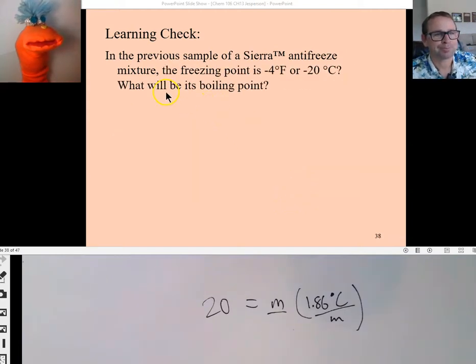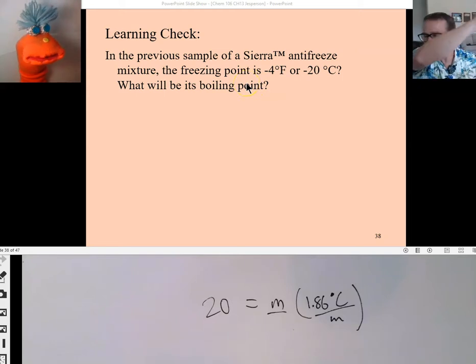Okay. What will the boiling point of this solution be? Well, the boiling point, does it increase or decrease when you put a solute into the solvent? The boiling point increases. Okay, the boiling point increases. So what should the boiling point be for water? That's right, 100 degrees Celsius. Very good.